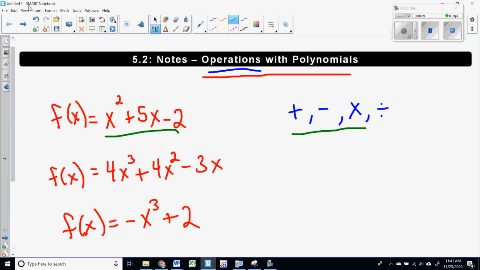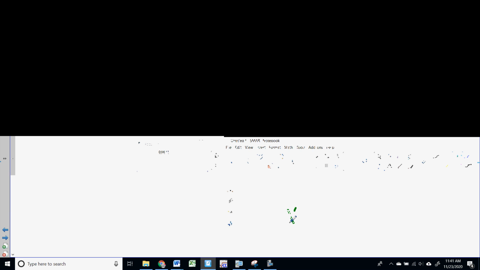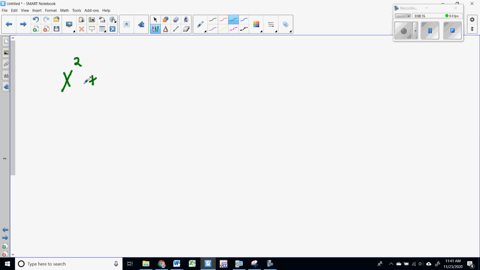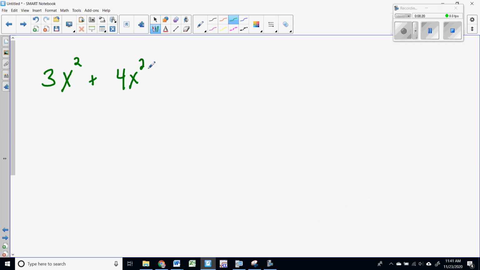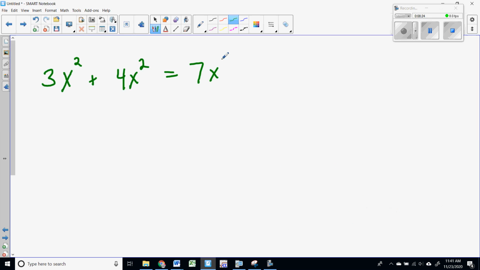Now, just to reiterate, if I have 3x squared plus 4x squared, if I'm adding, I just add the numbers in front, and I get 7x squared. But if I am multiplying those two terms, I multiply the numbers and get 12, and then for the exponents, I add 2 plus 2 is 4.